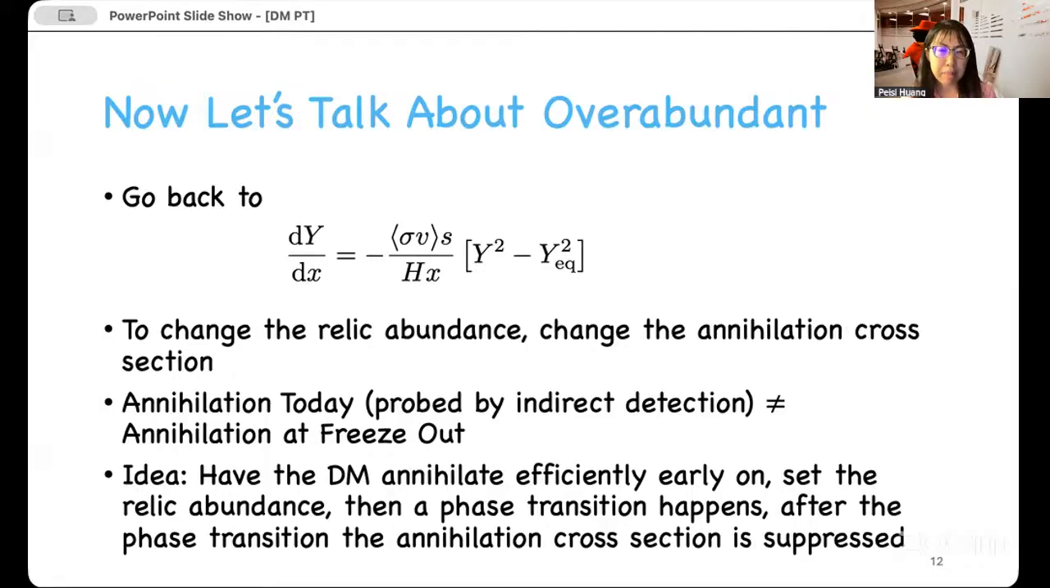So the idea is the following. We have the dark matter annihilate very efficiently early on, which sets the relic abundance. And then a phase transition happens. After the phase transition, the annihilation cross-section is highly suppressed. And therefore, naively, we would expect the dark matter to be overabundant.